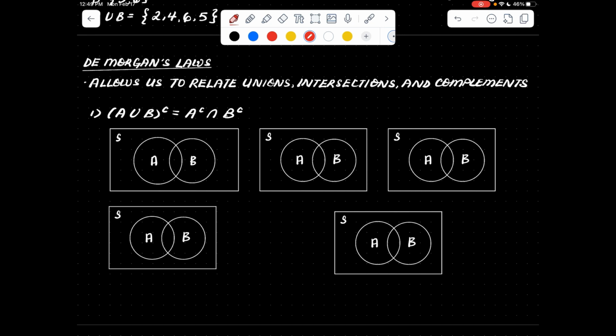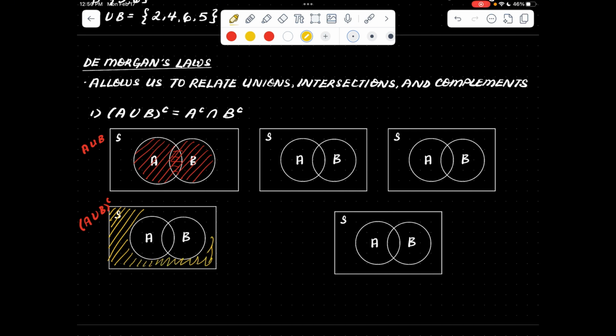So let's look first at what is the union of A and B. The union of A and B is everything that happens in A or everything that happens in B or both. The complement of A union B, then, is everything that is not in that union. So everything that is not in that union is this yellow region here. So let me just color that in.